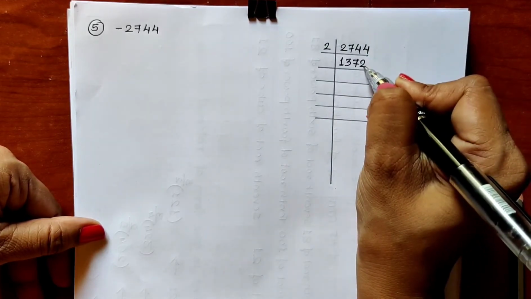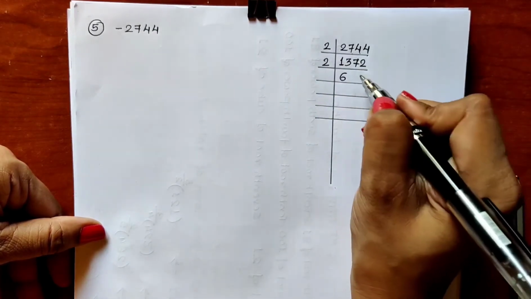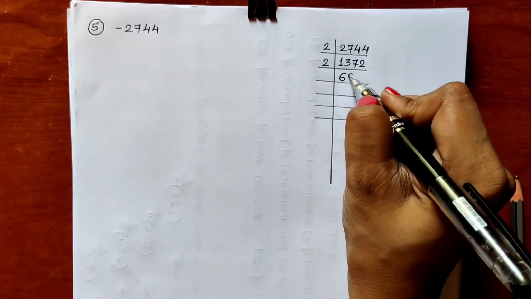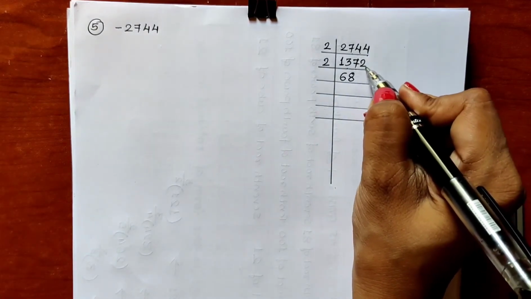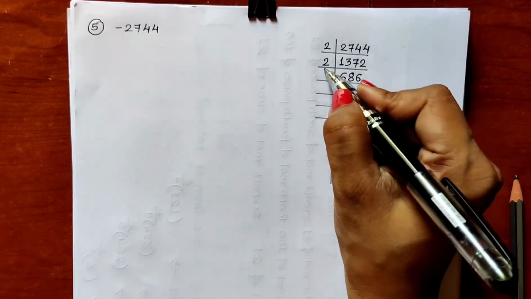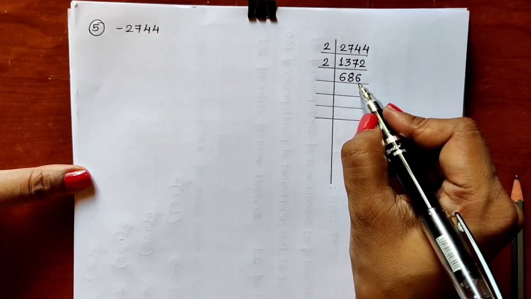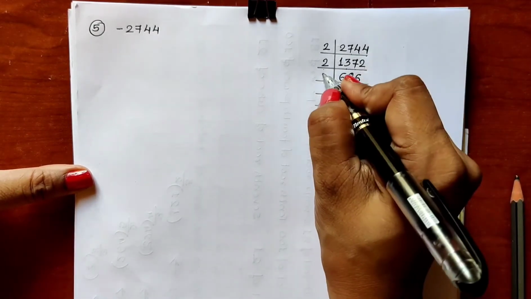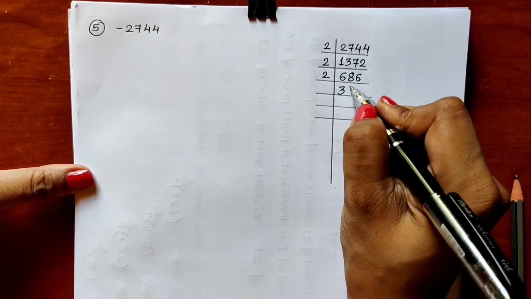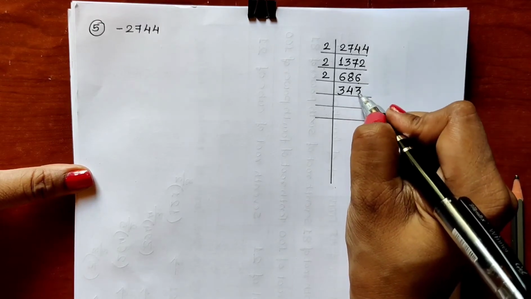Again 2 is in the unit place. Again it is divisible by 2. It is an even number. 2 6s are 12. 13 minus 12, 1 remaining, this means 17. 2 8s are 16. 1 remaining, this 2 means 12 and 2 6s are 12. So we have got 686. 6 in the unit place, again an even number, again it is divisible by 2. So 2 3s are 6, 2 4s are 8 and 2 3s are 6.